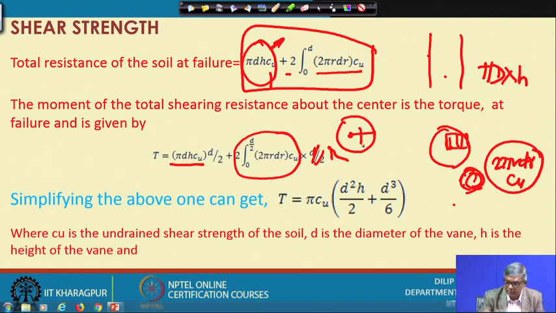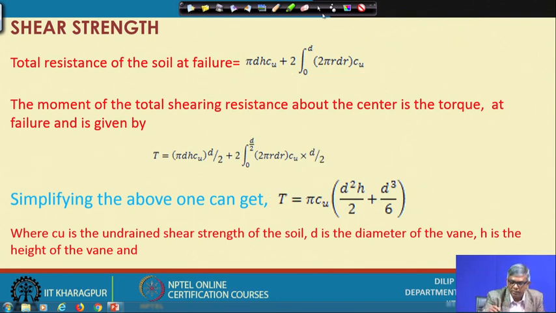So I have taken an annular ring here. This force into this r I will multiply, and then this becomes torque. This was force, I multiplied by r, this becomes torque. This torque is suppose the applied torque, and if I integrate, simplify and equate with this torque, then I get this expression: T equals pi Cu d square, h by 2 plus d cube by 6, when I have considered resistance from both the surfaces, and where Cu is the undrained shear strength.